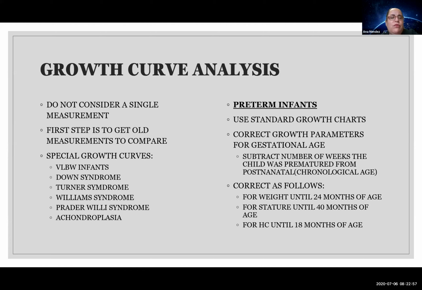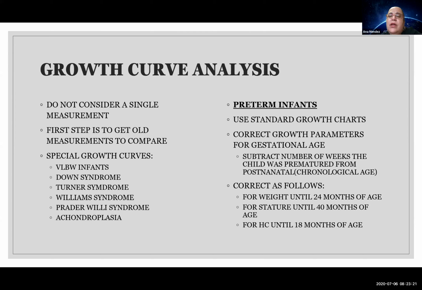As we said before, our method of using chronological age to plot children on our regular growth curve does not work for very low birth weight infants. So you can use a very low birth weight chart for those infants. Down syndrome also has its own growth curve, as do Turner syndrome, Williams syndrome, Prader-Willi syndrome, and achondroplasia. Those you can find in your Harriet Lane and use if need be.